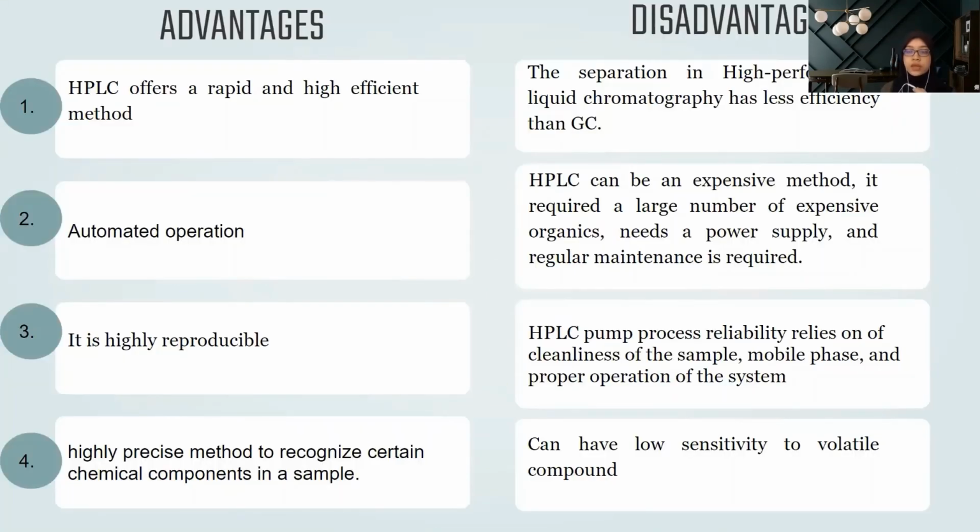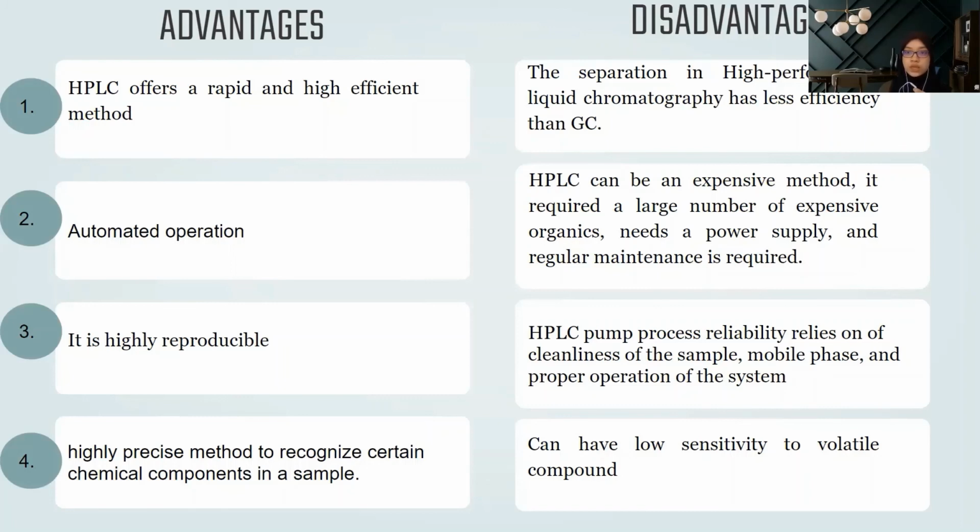HPLC offers a rapid and highly efficient method compared to other chromatography techniques such as TLC. HPLC is extremely quick and efficient because it uses a pump rather than gravity to force liquid solvent through a solid adsorbent material. The different chemical components separate out as they move at different speeds, and the process can be completed in roughly 10 to 30 minutes.